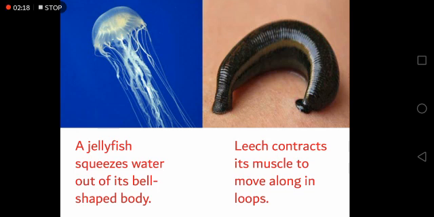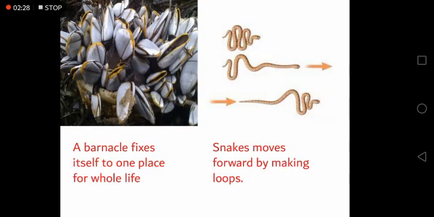As you can see in this picture, there are circular muscles on the body of leech, and these muscles are contracted and then relaxed in order for the leech to move forward. A barnacle fixes itself to one place for the whole life. Now what is a barnacle? Barnacle is a marine animal, that is, it grows underwater and it fixes itself to one single place for the rest of its life. Snake moves forward by making loops.